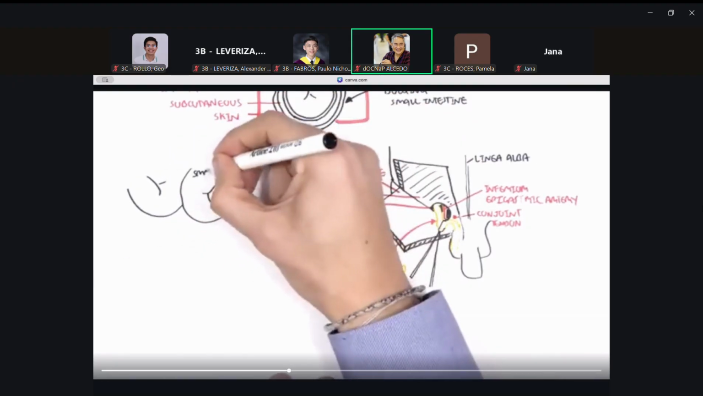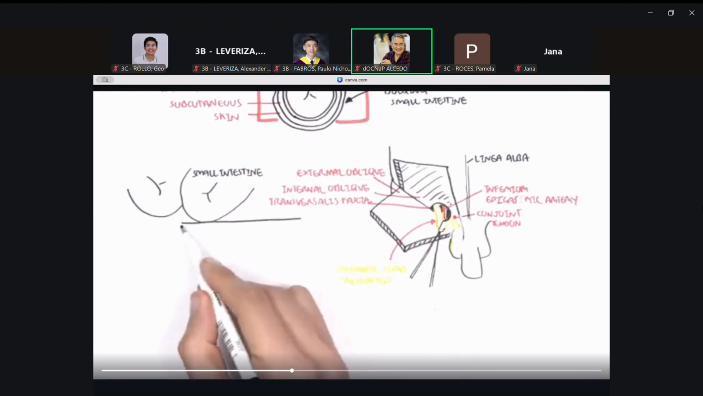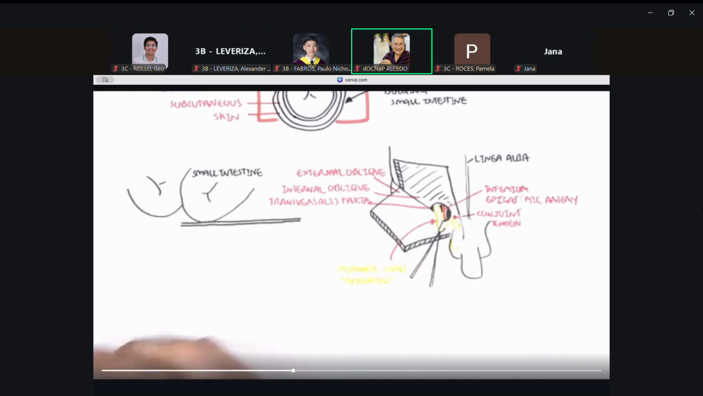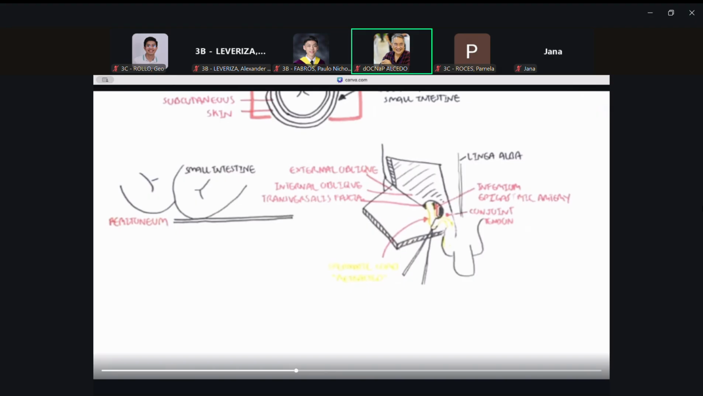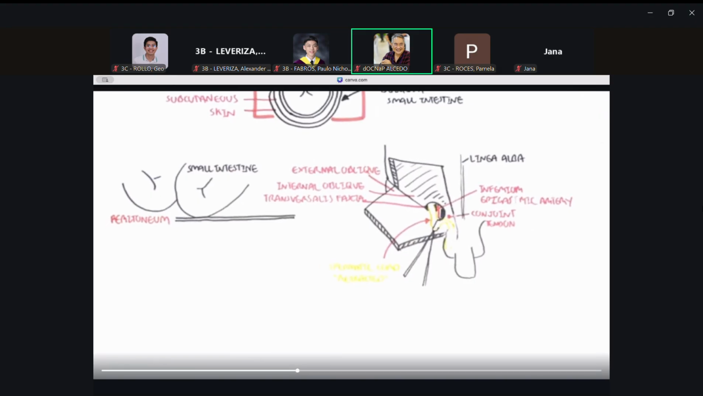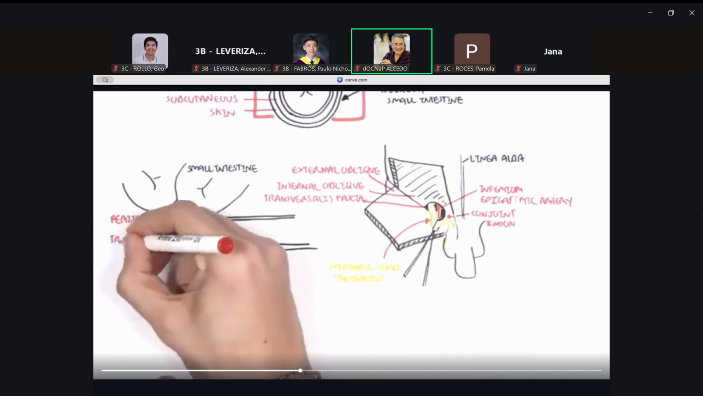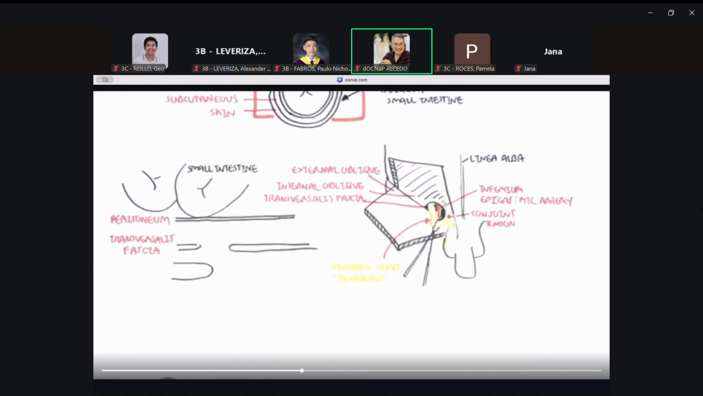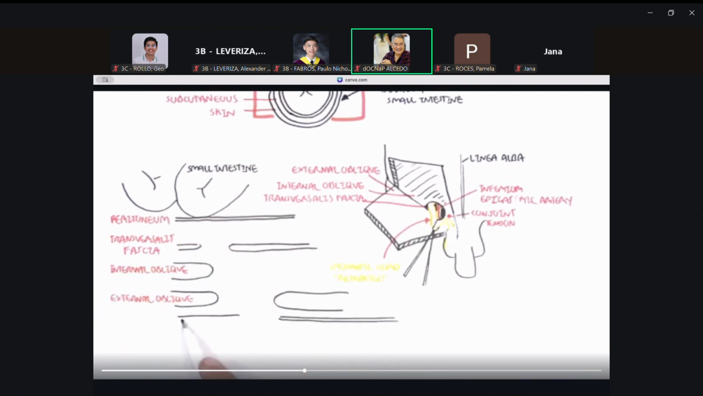So here you have your small intestine, or intestines, and then we have the peritoneum, which sort of covers, is the inner lining of the abdominal cavity. And then the next layer you have the transversalis fascia, and then you have the internal oblique, external oblique, and then you have the external oblique aponeurosis, and then you have the subcutaneous, and then you have the skin. So these are the layers from the inside of the abdominal wall to the outside.